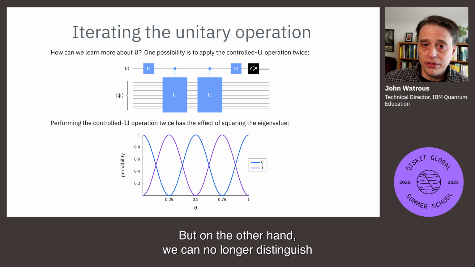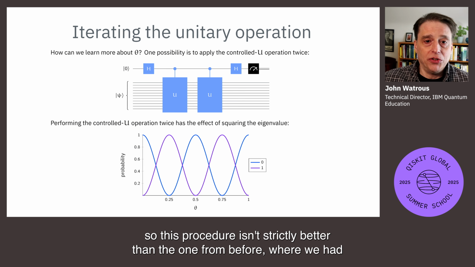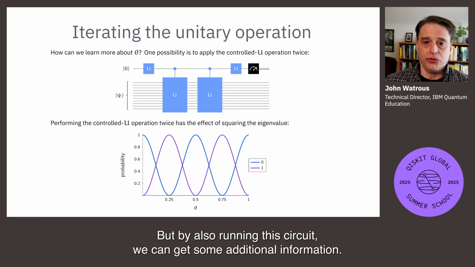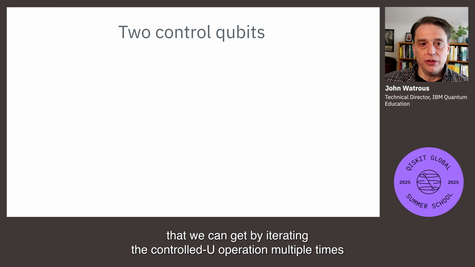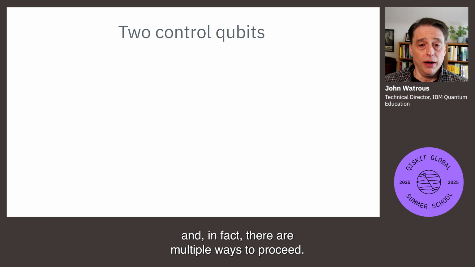But on the other hand, we can no longer distinguish the case that theta is 0 from the case that theta equals 1/2. So this procedure isn't strictly better than the one from before, where we had just a single controlled U gate, but by also running the circuit, we can get some additional information. It's not immediately clear how the additional information that we can get by iterating the controlled U operation multiple times can be reconciled with the information that we get by performing it just once. And in fact, there are multiple ways to proceed.